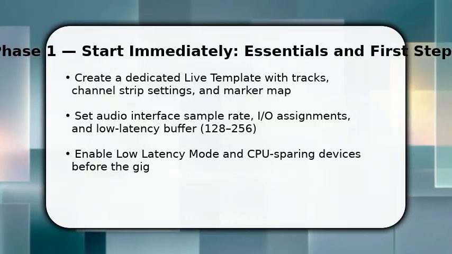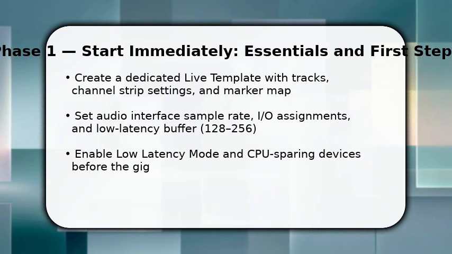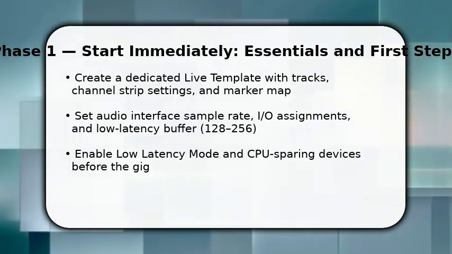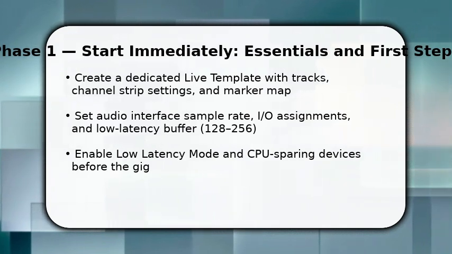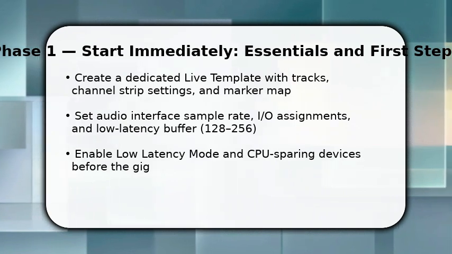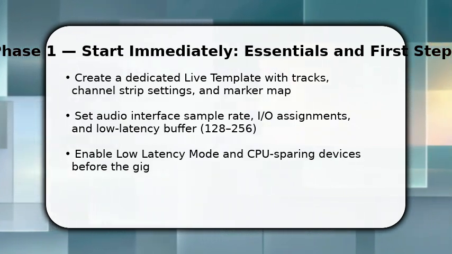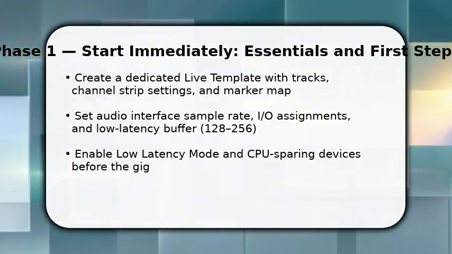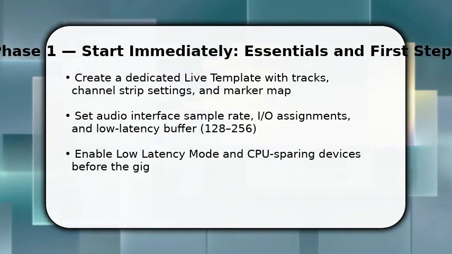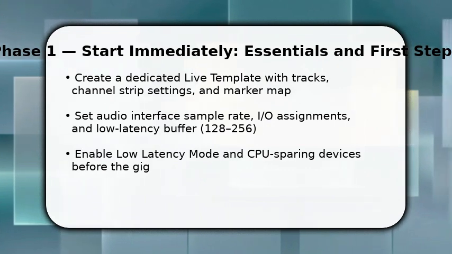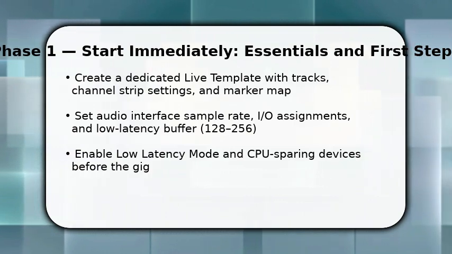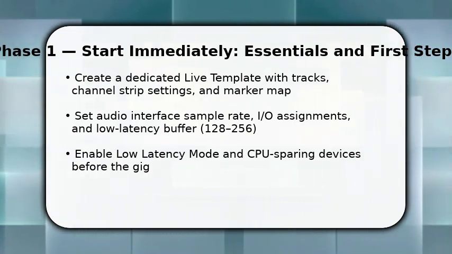You start by building a live template that mirrors your show workflow. This saves time and prevents mistakes. Create instrument and audio tracks, assign I/O, and load patches so you can recall everything instantly. Once done, set your audio interface sample rate and choose a reliable buffer size, typically 128 or 256, for stable performance. Make sure low latency mode is enabled, and replace heavy plugins with channel strip alternatives to reduce CPU strain before you hit the stage.